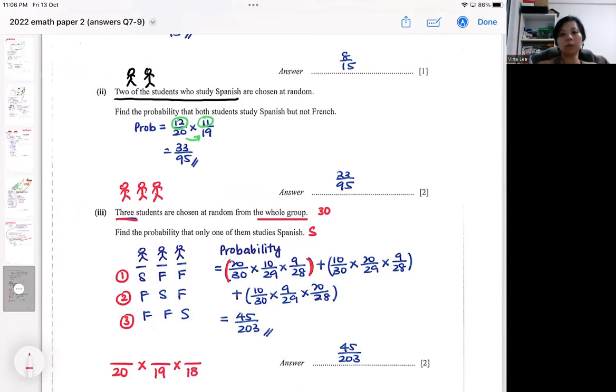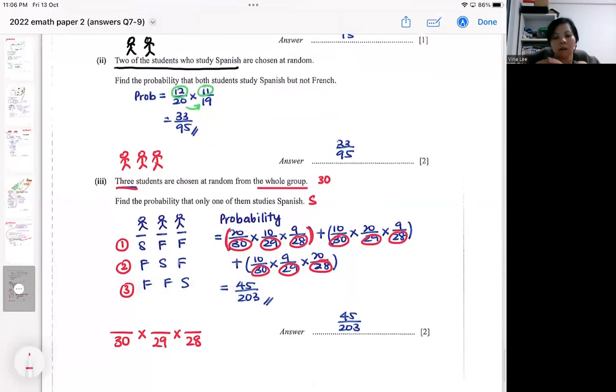Because after I choose, the total will, sorry, it's not 20, it's 30. So each of the cases, I'm choosing from 30 students. But each person that I take out will decrease the denominator. So if you take a look, all my 3 cases have the same denominator. So I will just fix the denominator first. That will be the same denominator for all the 3 cases.